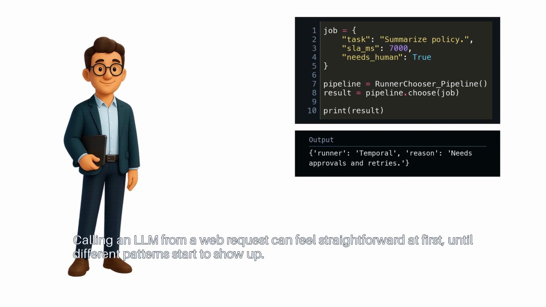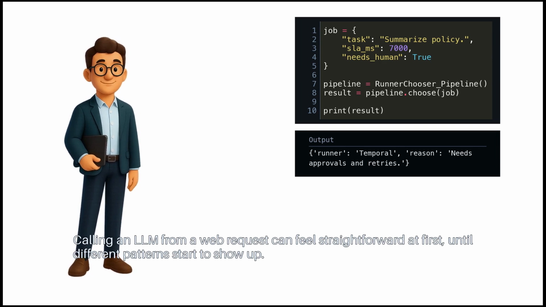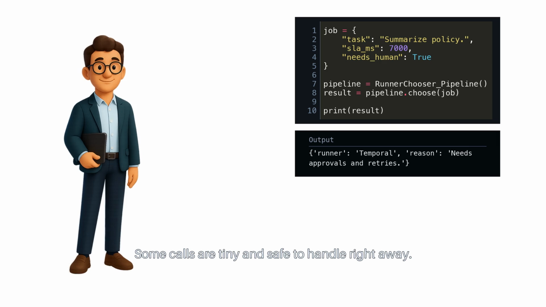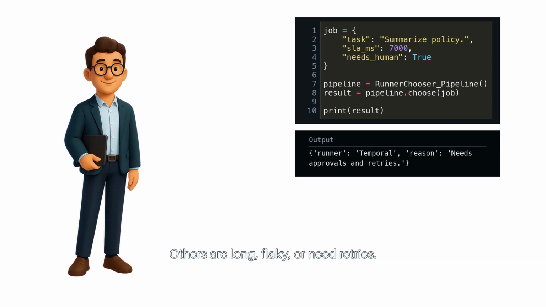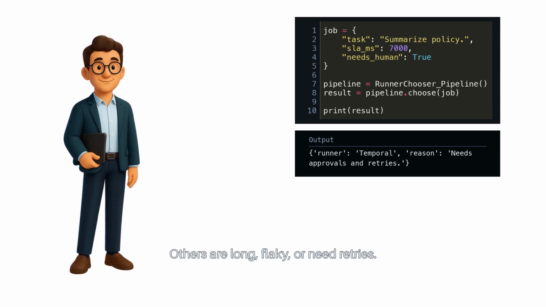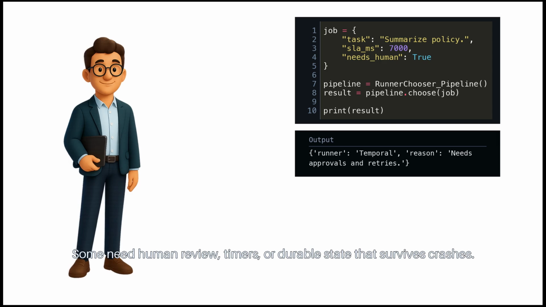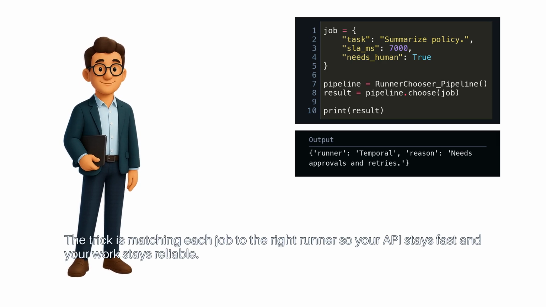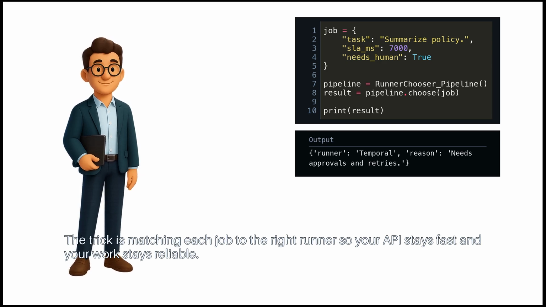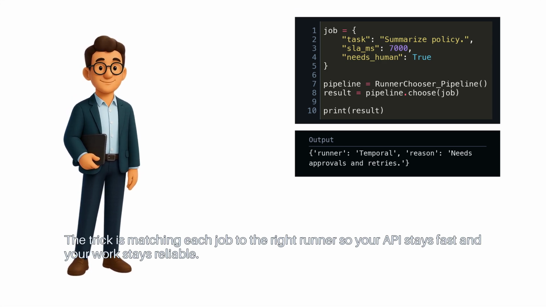Calling an LLM from a web request can feel straightforward at first, until different patterns start to show up. Some calls are tiny and safe to handle right away. Others are long, flaky, or need retries. Some need human review, timers, or durable state that survives crashes. The trick is matching each job to the right runner, so your API stays fast and your work stays reliable.